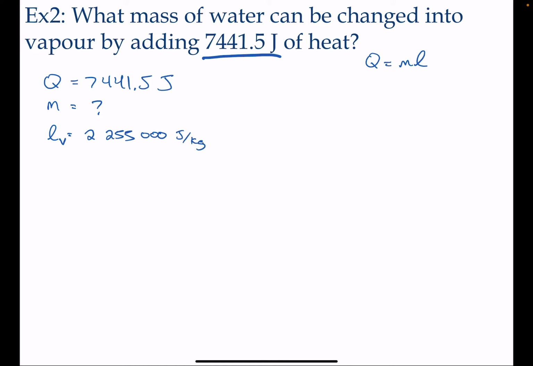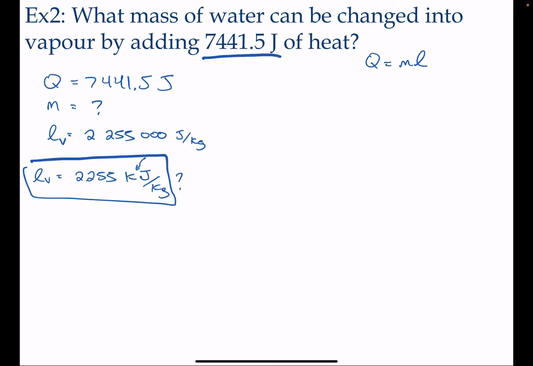Do be careful. In your textbook, I think this number is written as, let's see, LV. Sometimes, I think in your textbook it's written as 2255 kilojoules. This is the J per kilogram. Okay, so just watch this. If it's in kilojoules, we want to convert it to joules per kilogram. I think that's how it's written in your textbook. Okay, so just be careful of that if you see that.